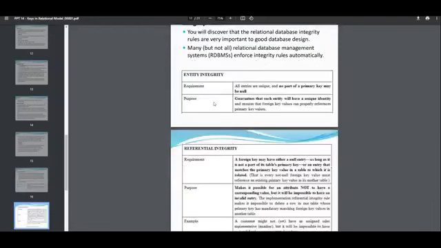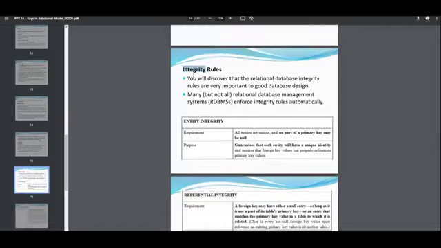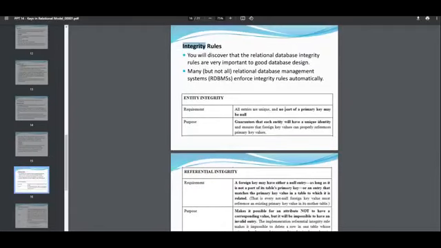So, requirement, entity integrity, right? Then what is the requirement? All entries are unique and no part of the primary key may be null. So that is the requirement. So then you can understand the purpose also. To uniquely identify a scenario, you can understand why entity integrity is important.